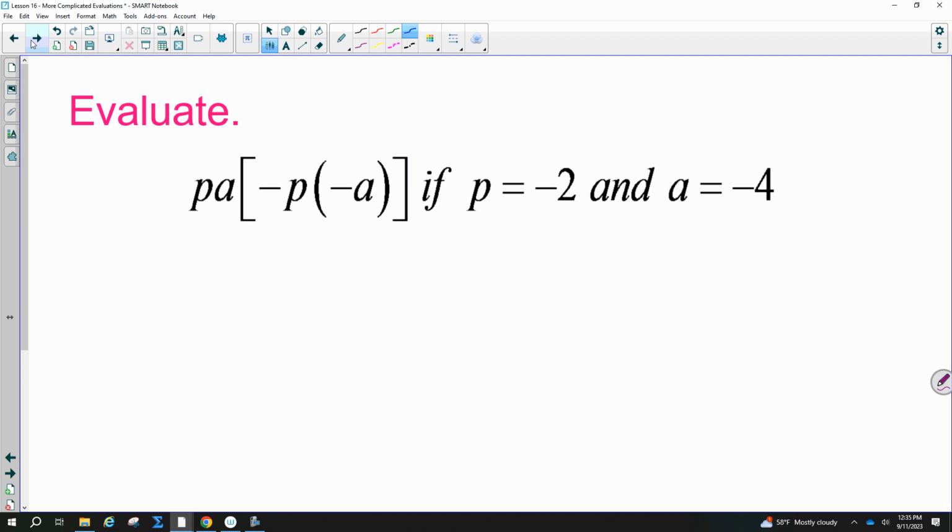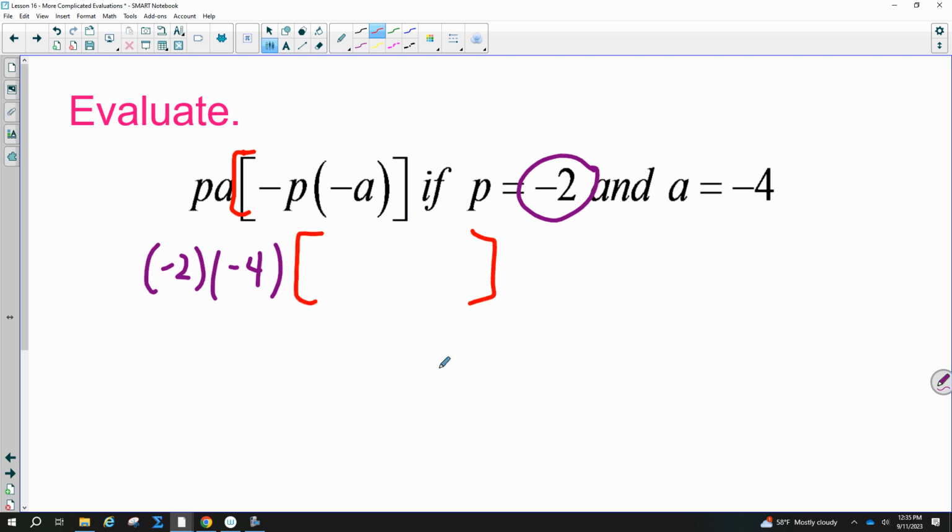P times A. So we do need parentheses here because these are multiplying together. So we're going to plug negative 2 in for P, and we're going to plug negative 4 in for A. Okay, then we've got these brackets here. All right, and then I've got negative P. So if you want, you could write 2 negatives. I probably should. I'm going to show you.